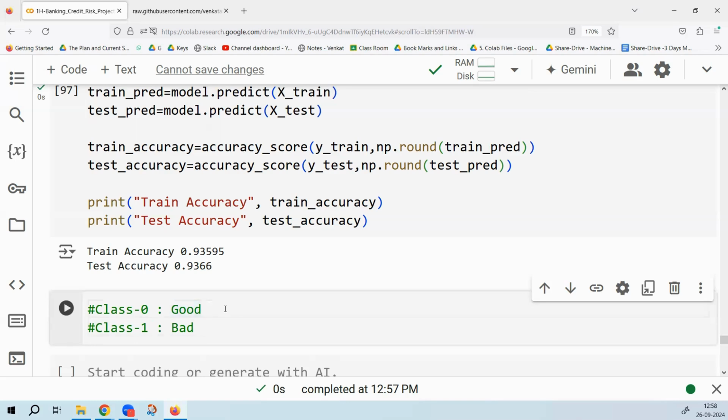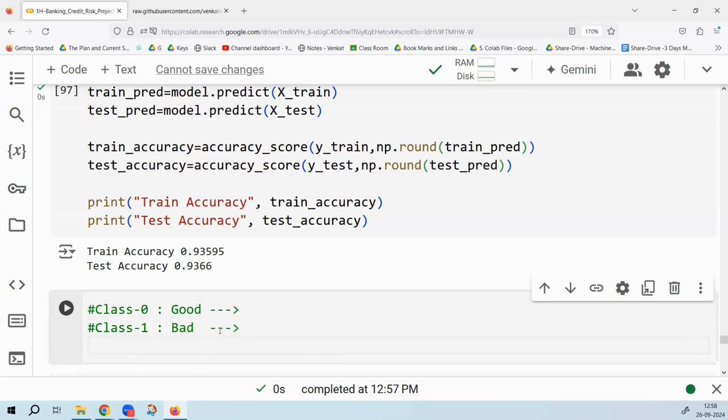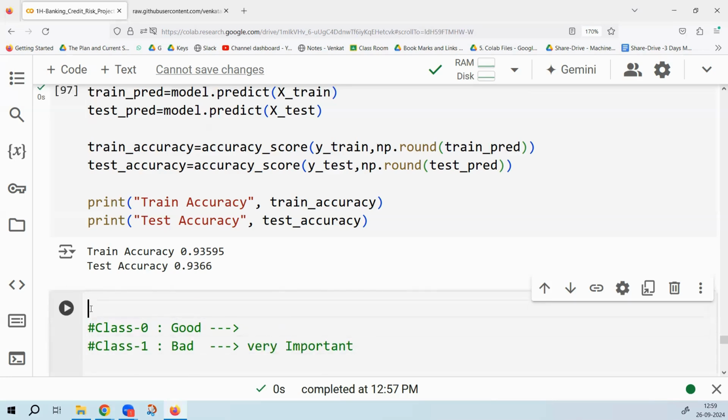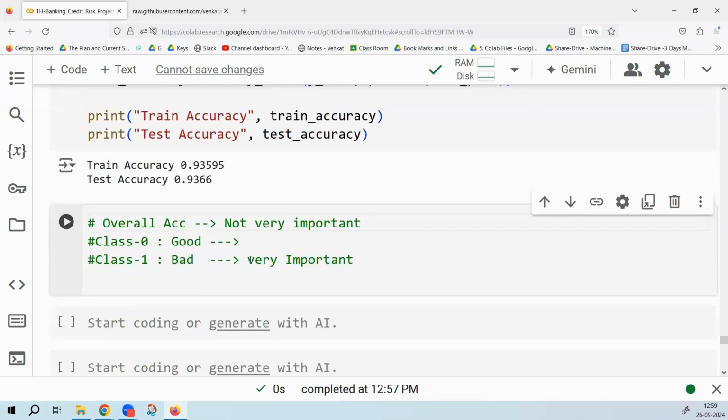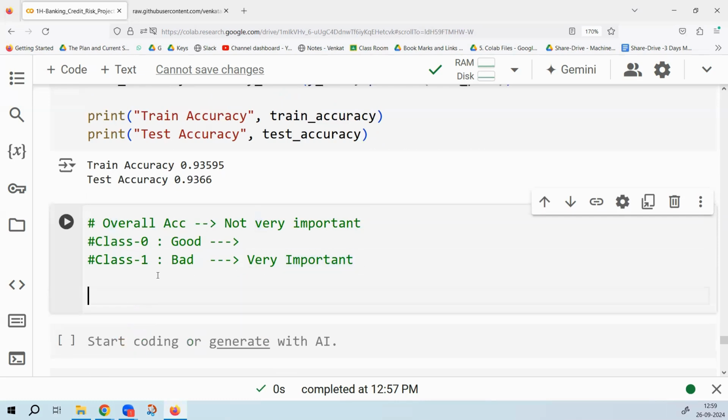Is class 0 accuracy very important for me, or class 1 accuracy? Class 1 accuracy is very important. Overall accuracy is also good, but it is not very important. Overall accuracy is based on class 0 and class 1, so it is not very important. What is your client asking you all the time? Class 1 accuracy.